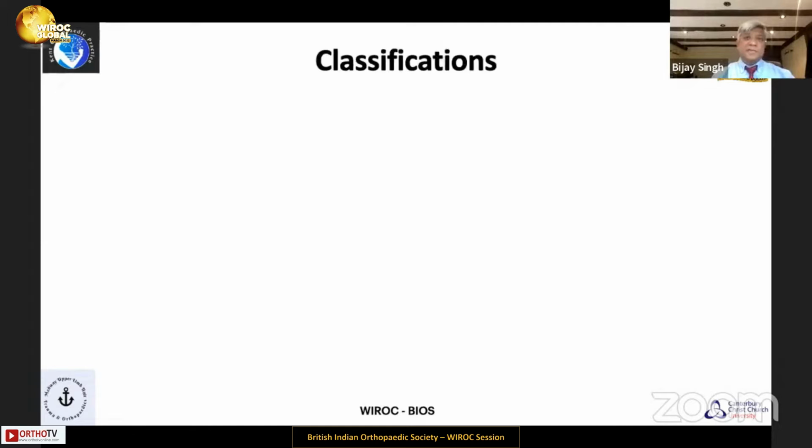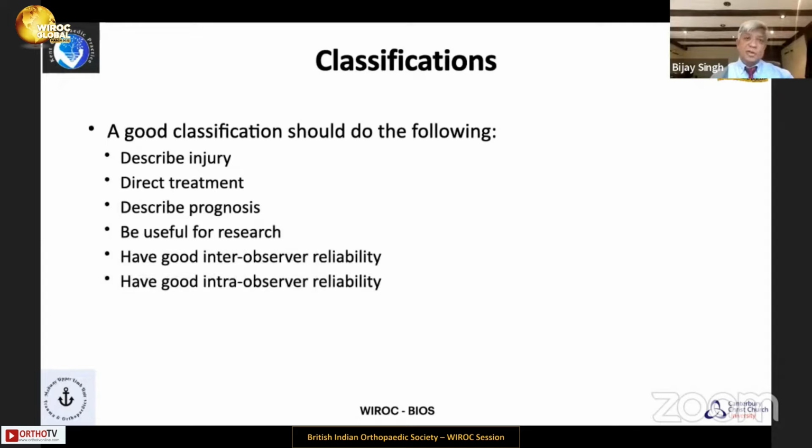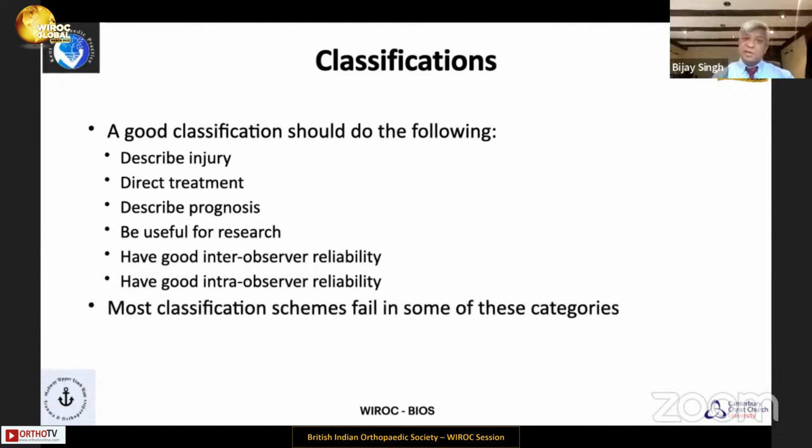We all talk about classifications, and with distal humerus, there are a number of classifications available. In principle, a good classification should be able to describe the injury, help plan management and prognosis, and also be useful for research, with good inter- and intra-observer reliability. But as with most classifications in orthopedics, even distal humerus has failed to find one.